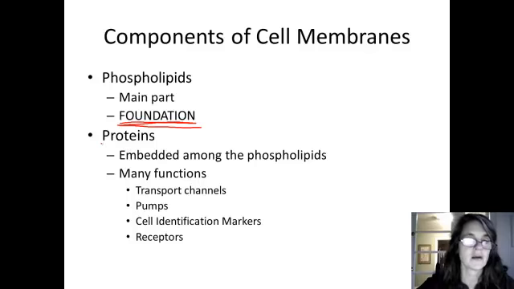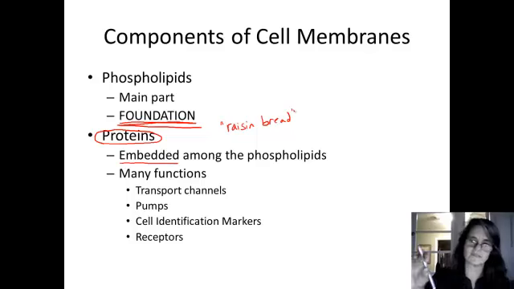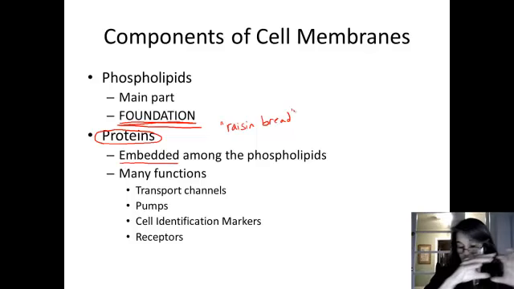So there are other things that are part of the wall that we need to talk about. Those things that are part of that phospholipid foundation are proteins. These proteins are embedded among the phospholipids. Often the example is something like raisin bread, where the bread is your phospholipid foundation, but there might be raisins sprinkled through it. Those are like the proteins in a cell membrane.